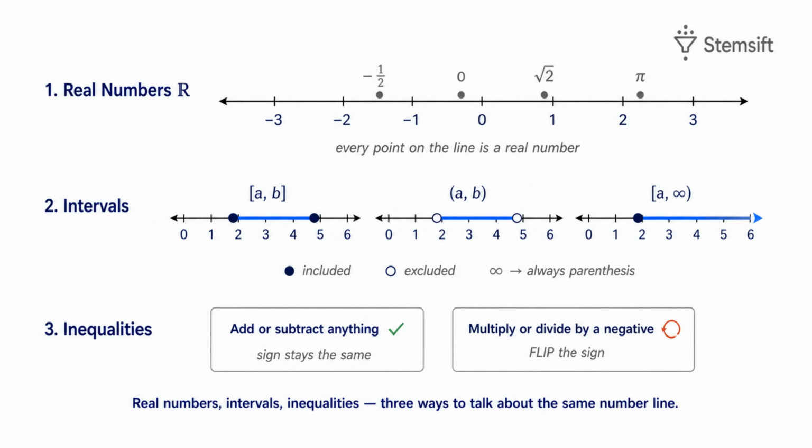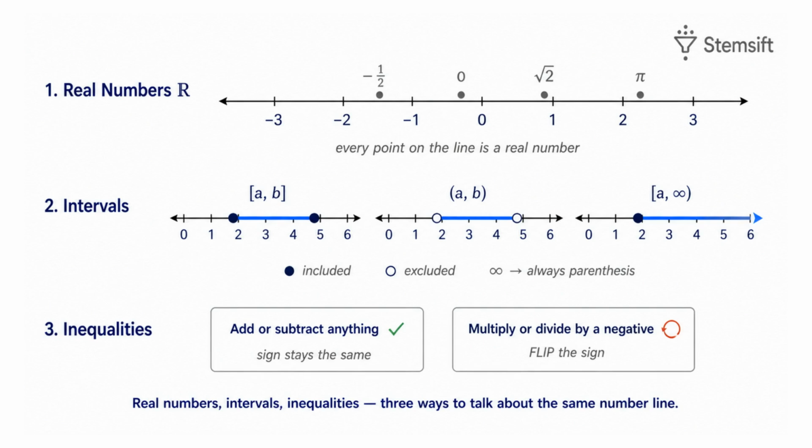Second, intervals. Intervals are how we describe a continuous chunk of that line. Square brackets and solid dots mean the endpoint is included. Parentheses and hollow circles mean it's excluded. And whenever infinity shows up, it always gets a parenthesis, because infinity isn't a number you reach, it's a direction you head in.